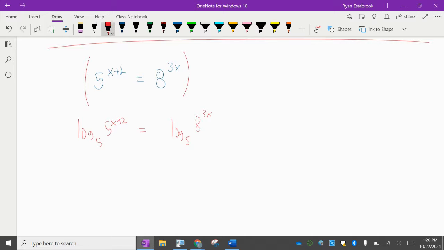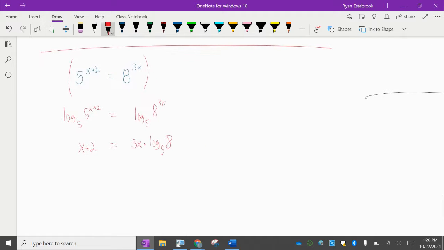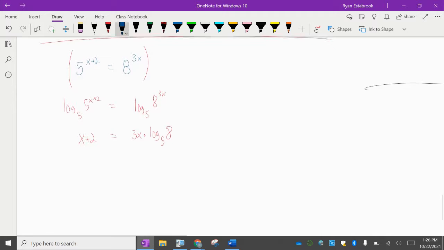What happens when you take log base 5 of 5 to the something? So this stuff all becomes 1, and the only thing we have left is that exponent of x plus 2. On the other side, I would move that 3x out front because exponents can always be kicked out front. So it's 3x times log base 5 of 8. From the first step, we took the log. From the second step to the third step, the left side at least simplified down by quite a bit.